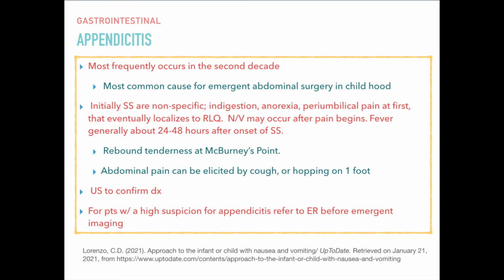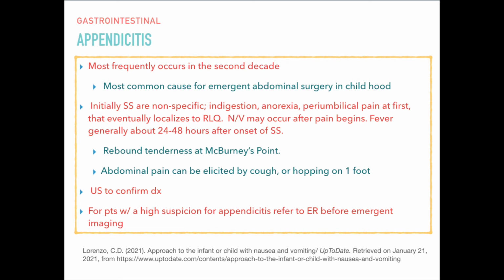Next up is appendicitis, which is the most common cause for emergent abdominal surgery in childhood, and it most often occurs in the second decade of life. Initially, symptoms might be nonspecific, including indigestion, anorexia, and it generally starts with a periumbilical pain at first that eventually localizes to that right lower quadrant. Nausea and vomiting might occur after the pain begins, and fever usually doesn't come until about 24 to 48 hours after the onset of symptoms.